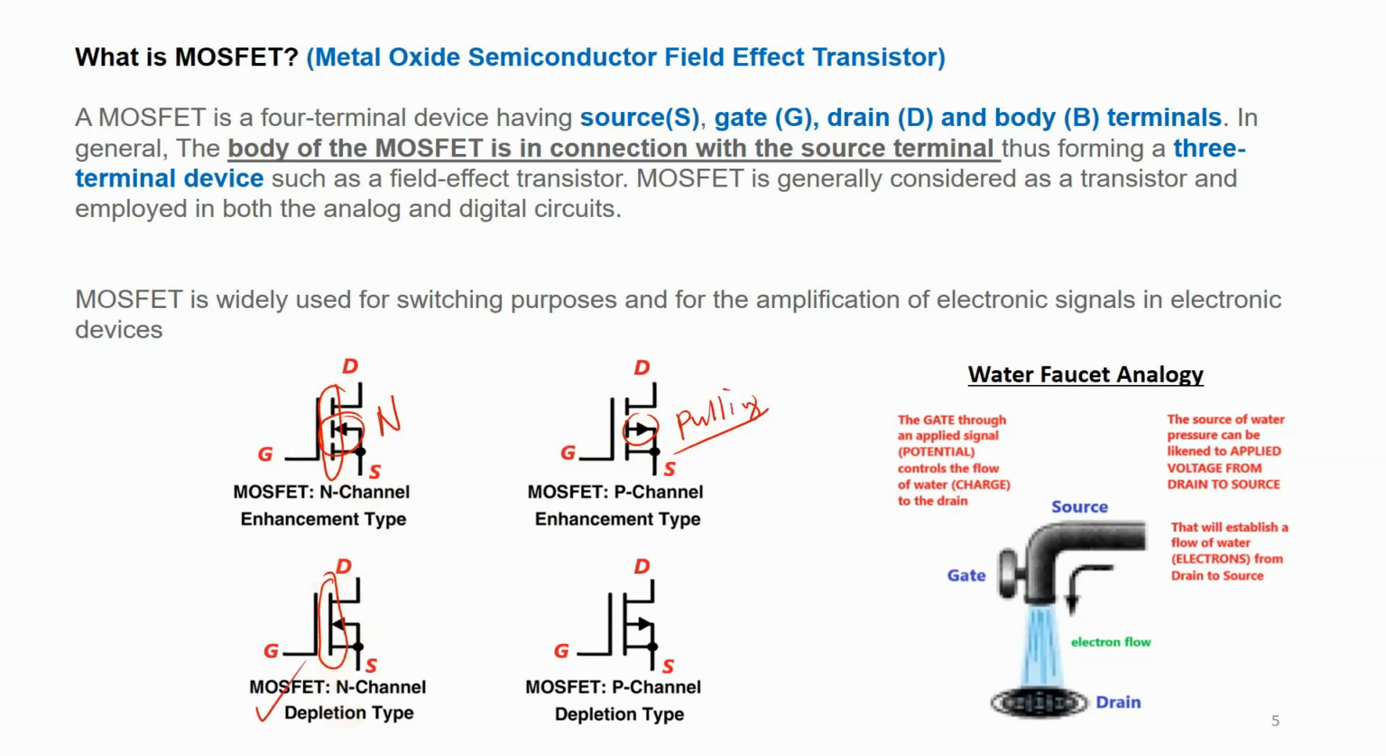The operation of a MOSFET can be compared to a water faucet, right? Let's say the voltage source, or the source of water pressure, can be likened to the applied voltage from drain to source, wherein it will establish a flow of water, which is the reverse flow of electrons from the drain to source. So from source to drain is the electron flow, and it is being controlled by the gate. Then the very interesting part is how the gate operates.